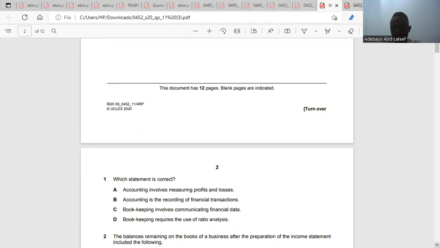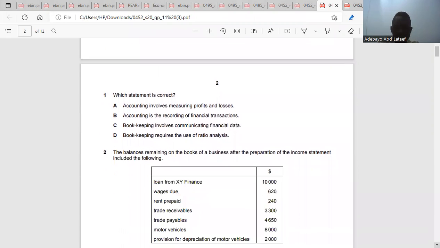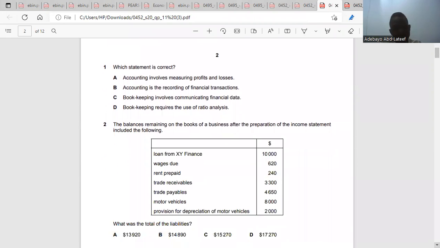The first question says, which statement is correct? Accounting involves measuring profits and losses. Accounting is the recording of financial transactions. That's bookkeeping. Bookkeeping involves communicating financial data. That's accounting. Bookkeeping requires the use of ratio analysis. B, C, D are not right. So accounting involves measuring profits and losses. That's A, question 1. It's A. Question 2.